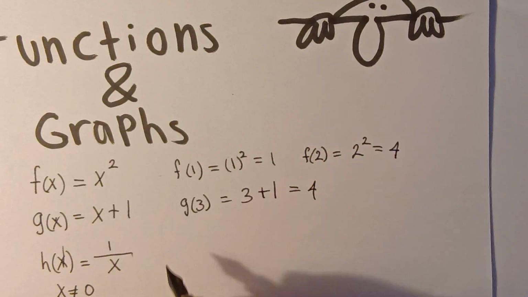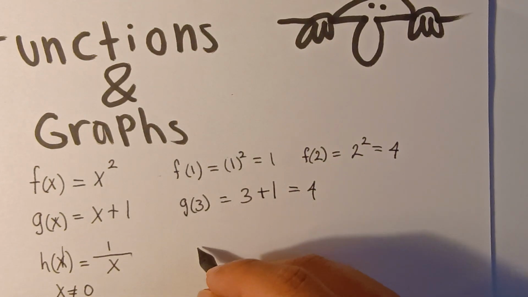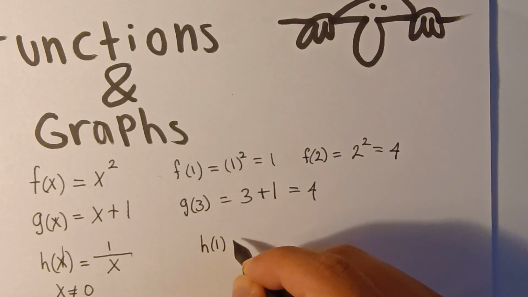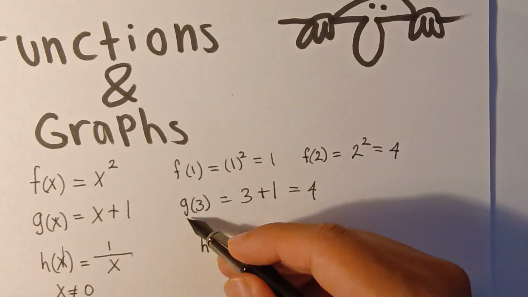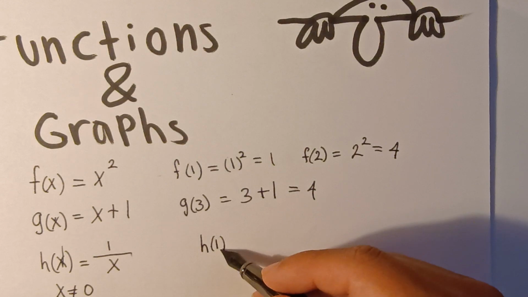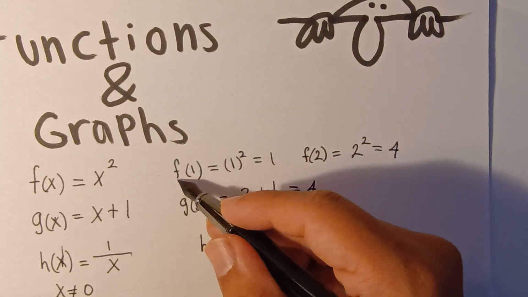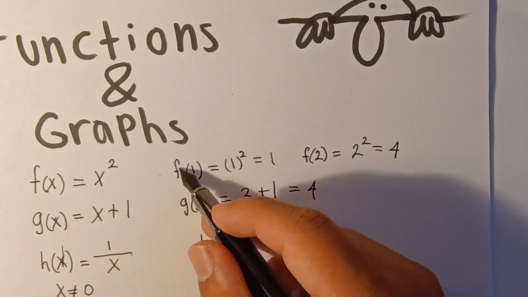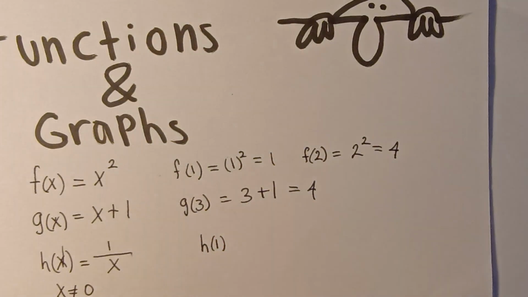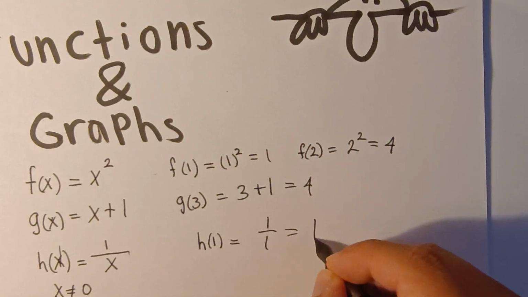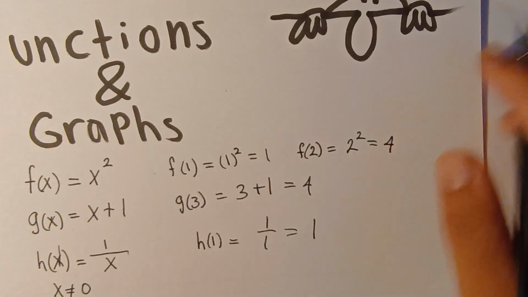It's 4. And over here, if I plugged in a 1, so h of 1, you would say f of 1, f of 3, f of whatever. You say f of whatever's inside. And this would just be 1 over 1, which is 1. So that's what functions are.